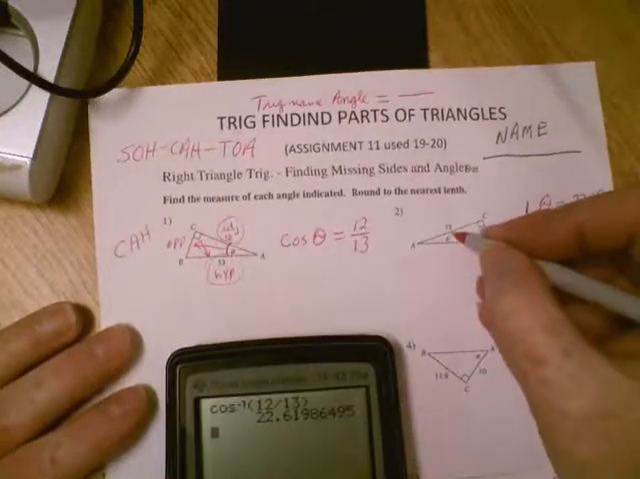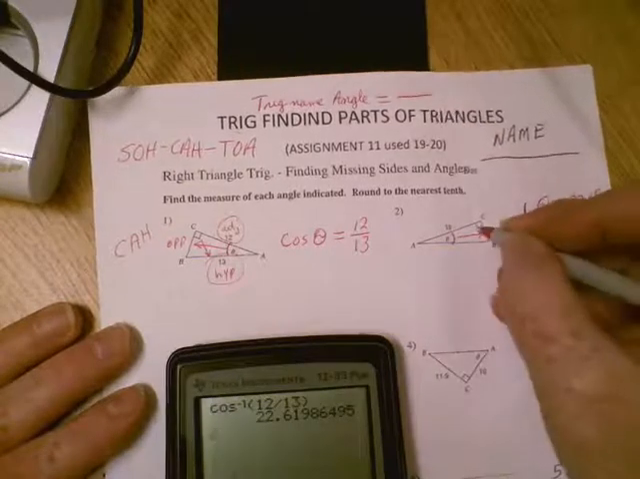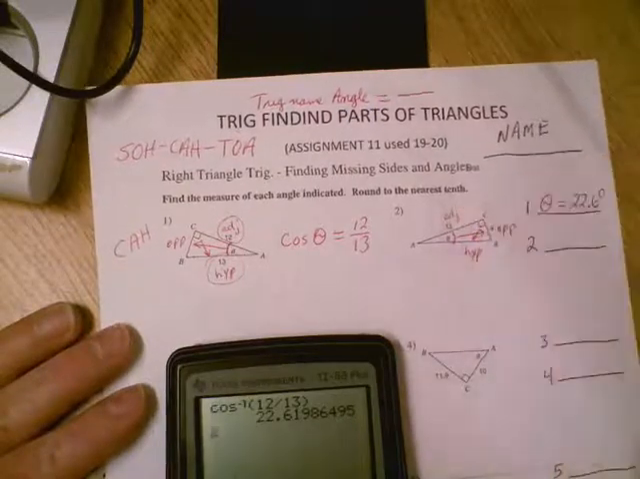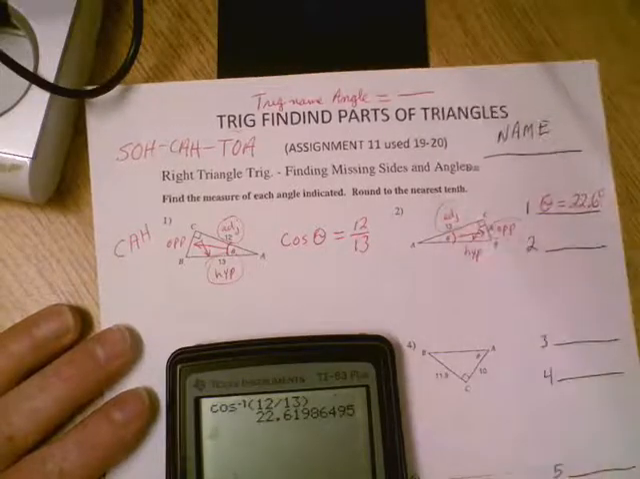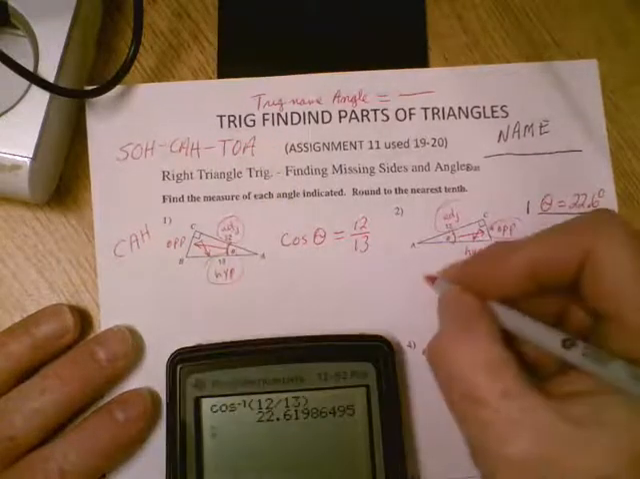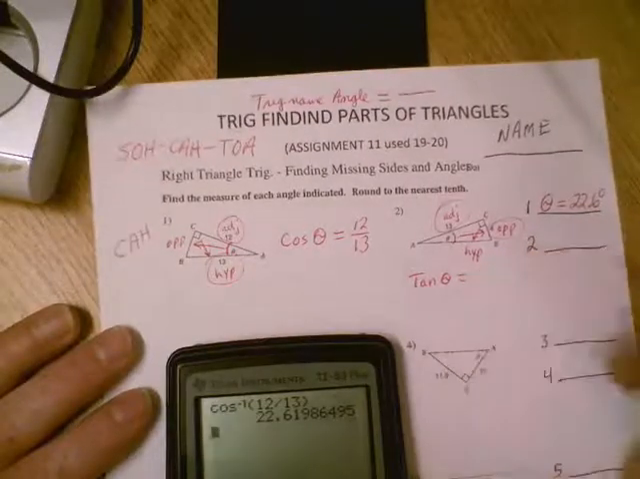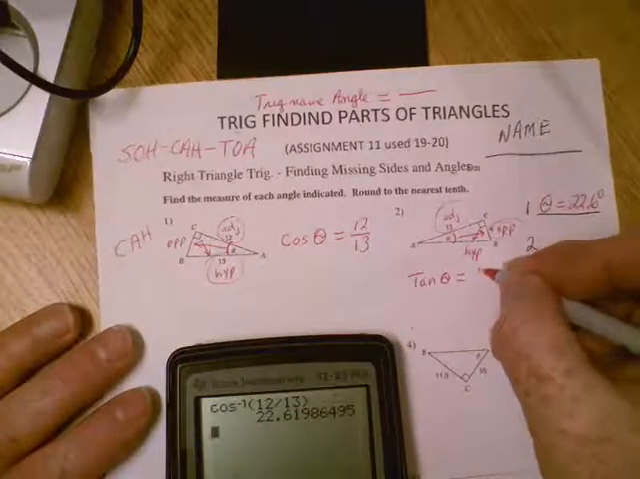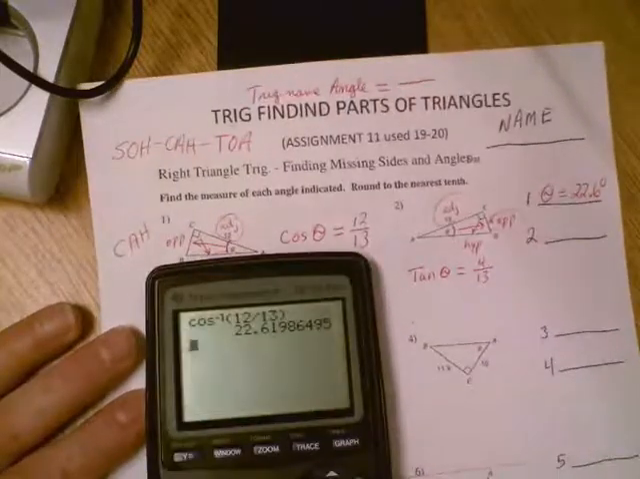Number 2, same idea. We'll mark the angle. That's the one we're dealing with. That's the opposite. That's the hypotenuse across from the right angle. This is the adjacent. This time, we know those 2. So we're dealing with opposite and adjacent, which is the TOA part. So we're doing tangent of our angle, which is theta, equals opposite, tangent's opposite over adjacent. So 4 over 13.